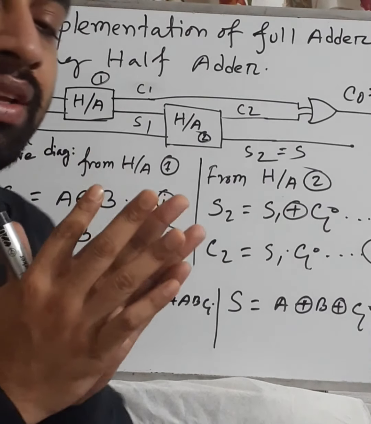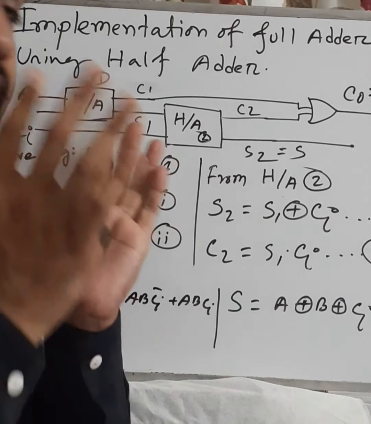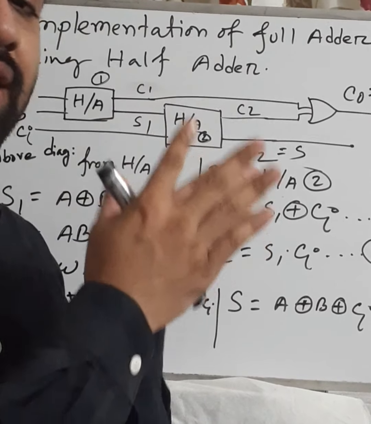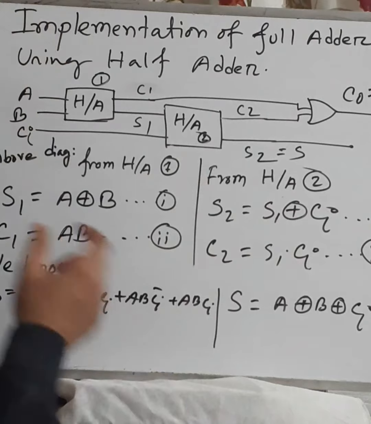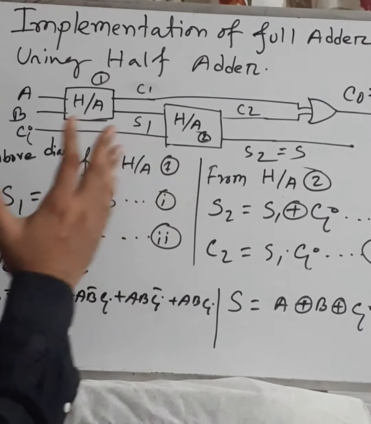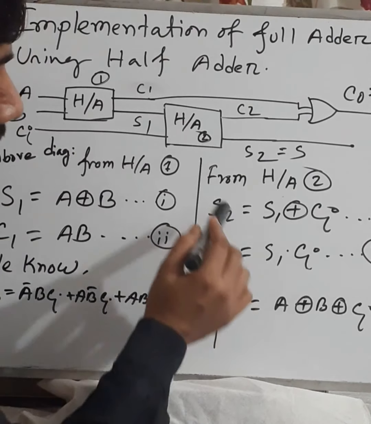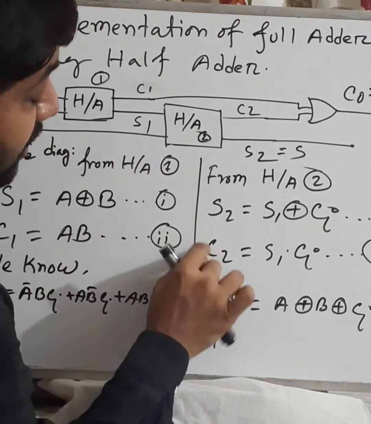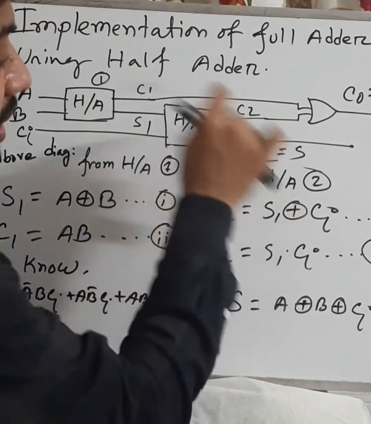Why A into B? You already know, you have an idea. In half adder, in the carry portion, if you have input A and B, then you will get A into B. We already know this from the half adder basics according to this diagram. Then from half adder number 2, what will we get from the diagram? You see S2 and C2, sum 2 and carry 2.